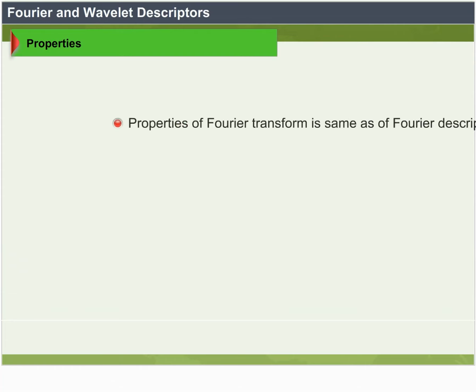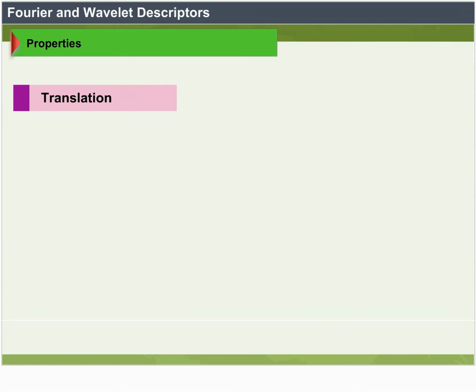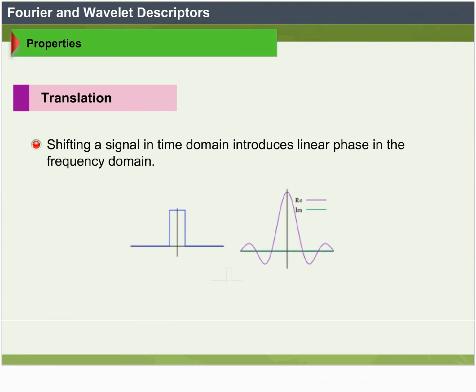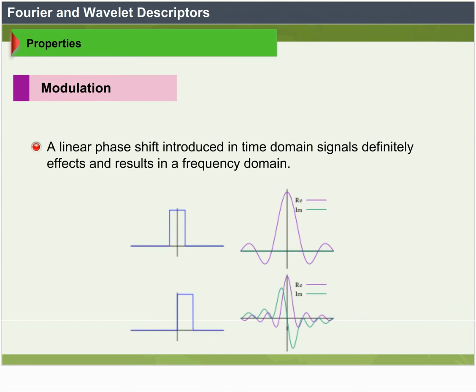Properties. Properties of the Fourier transform are the same as for Fourier descriptors. Translation. Shifting a signal in the time domain introduces linear phase in the frequency domain. Modulation. A linear phase shift introduced in the time domain signal results in a shift in the frequency domain.